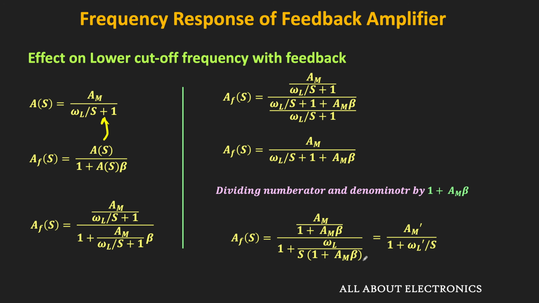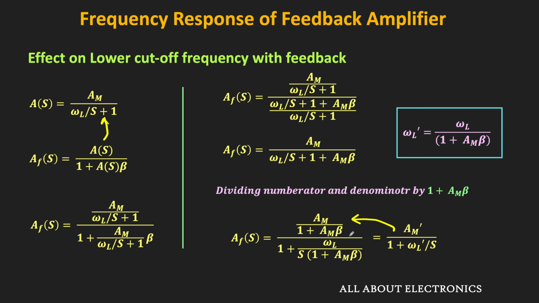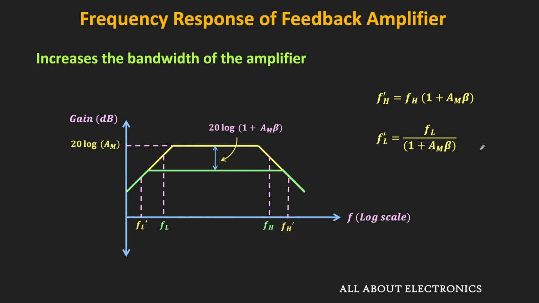Or further it can be written as Am dash divided by 1 plus omega L dash divided by S, where Am dash is equal to Am divided by 1 plus A beta. And omega L dash is equal to omega L divided by 1 plus A beta. So this is the expression of the closed loop gain with the feedback. And as you can see, this new lower cutoff frequency is reduced by the factor of 1 plus A beta. That means due to the negative feedback, the closed loop gain reduces, but at the same time, the bandwidth of the amplifier also increases.